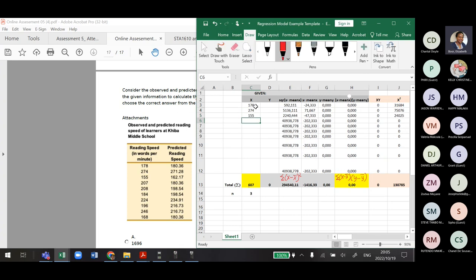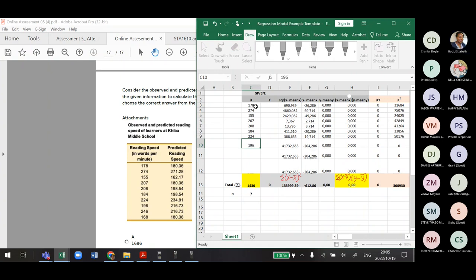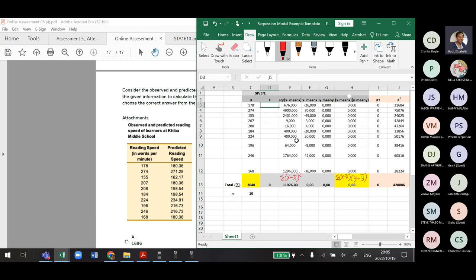You will look at my data and tell me if I'm putting it in wrong, because I'm not watching what I do. I'm looking at the keyboard. So, 196. And 246 and 168. Hope I captured everything correctly. Then do the next one, which is a little bit tricky. 180.36. 271.28. And 180.1.